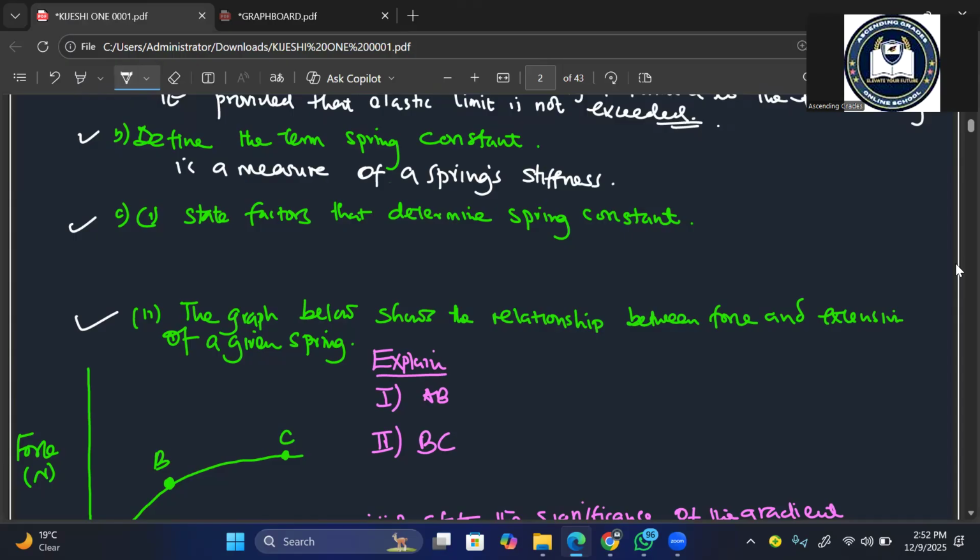C Roman 1, state factors that determine spring constant. We know that from the formula K is equal to force over extension. So these two factors will lead us to the spring constant. So we have the stretching force and we have the extension.